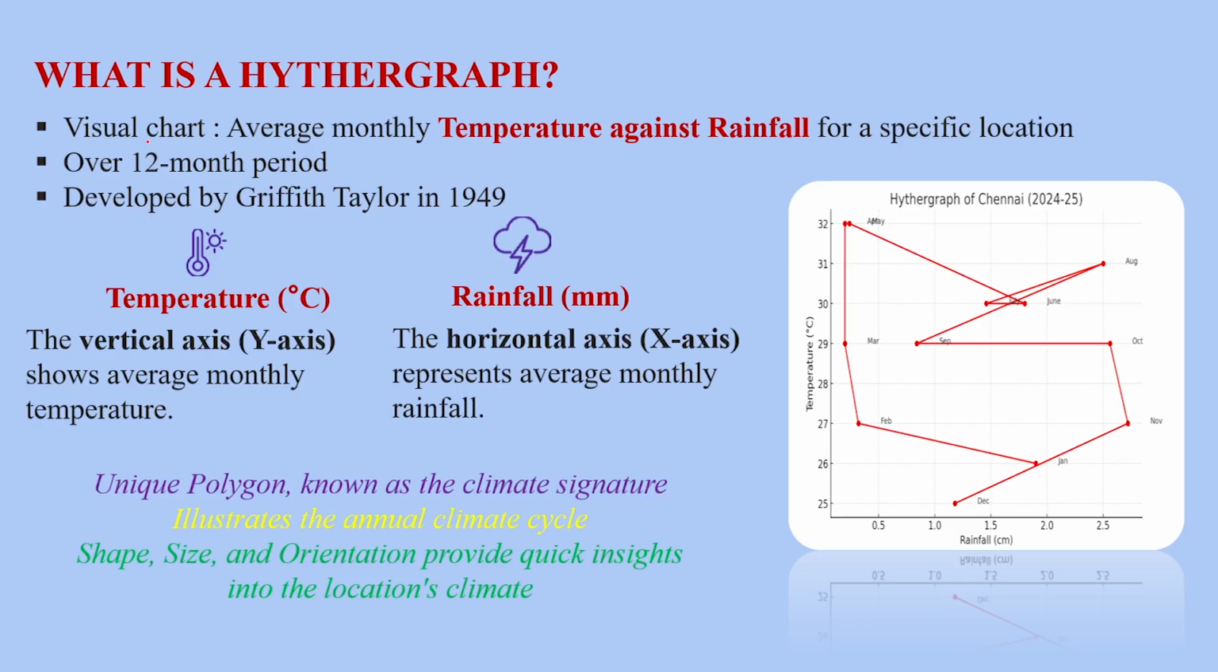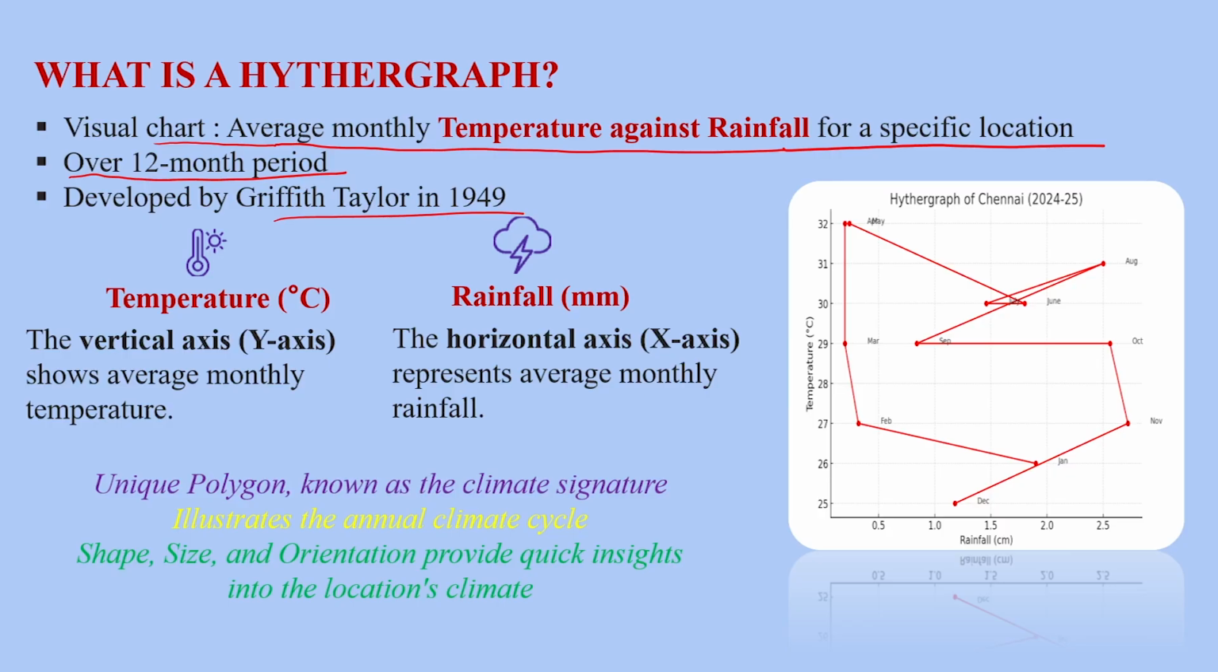A Hythergraph is a visual chart. It represents average monthly temperature against rainfall for a specific location. It is for an annual, that is over a 12-month period. It was first developed by Griffith Taylor in 1949.